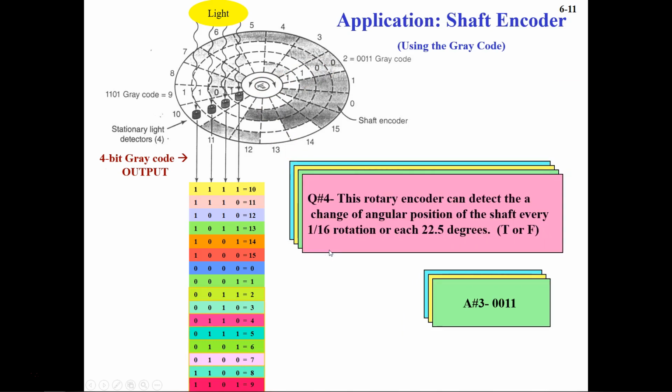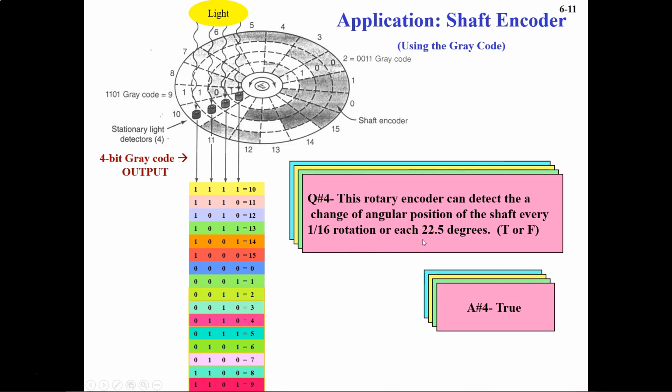And then this rotary encoder can detect the change of angular position of the shaft every 1/16 rotation or each 22.5 degrees. So if you do the math, you will get 22.5 degrees. So this is true because we saw that it is 1/16. So it starts from 0 to 15. That makes up your 16. So this statement is also true.